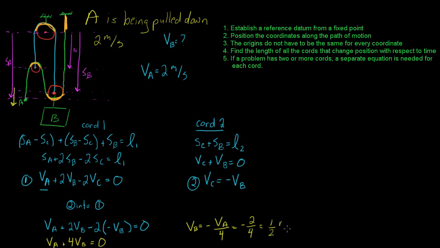So the velocity of B right here is negative, so it's moving up at 1/2 meters per second. And we know it's moving up because the negative sign opposes our positive convention. So VB is equal to 1/2 meters per second in the upwards direction.